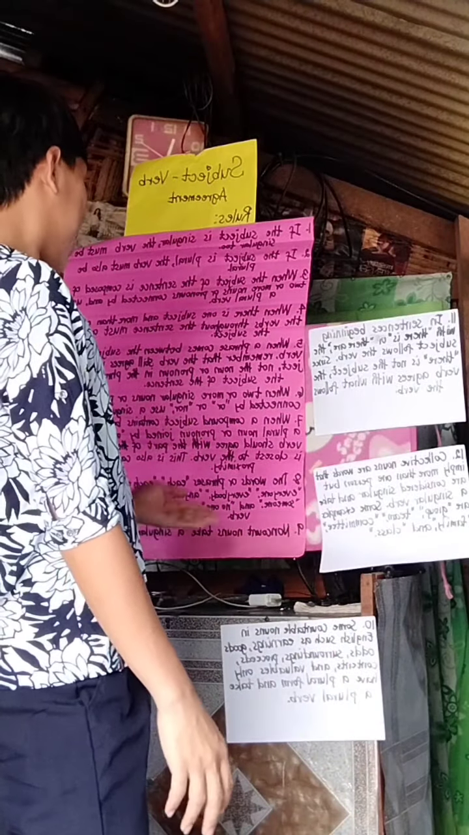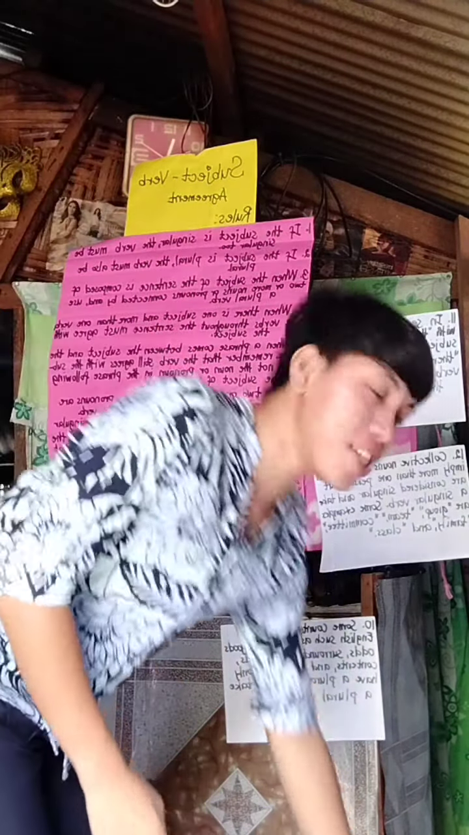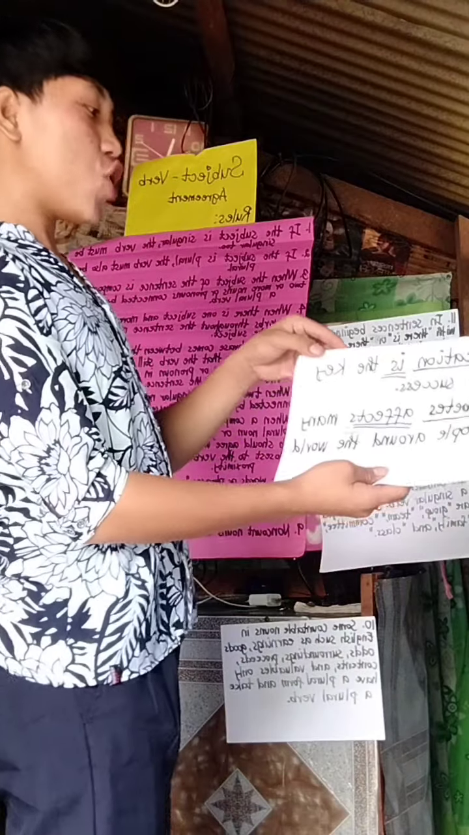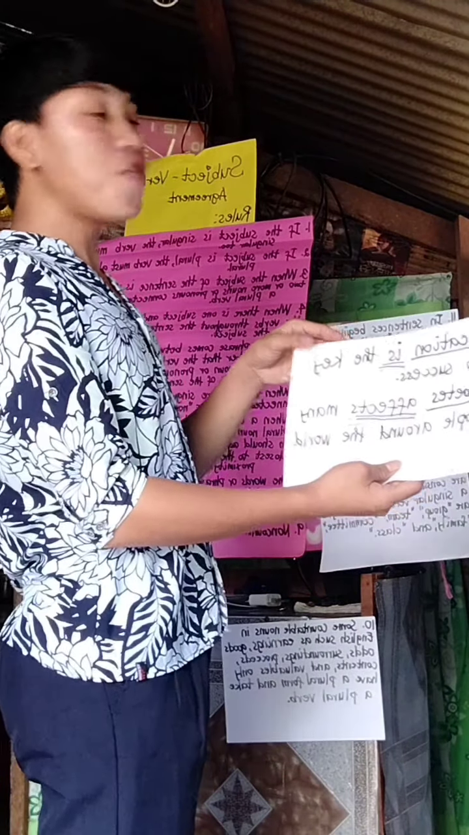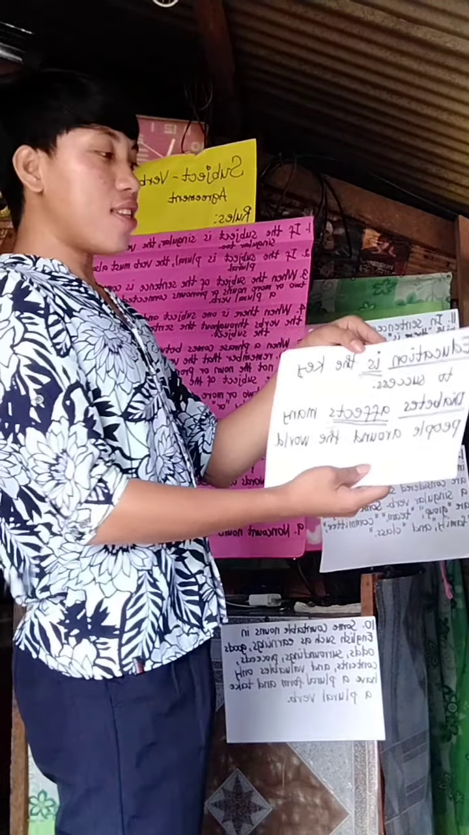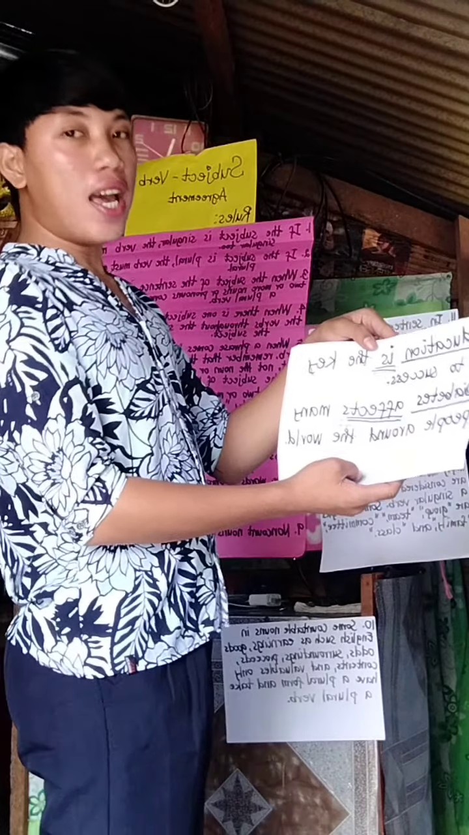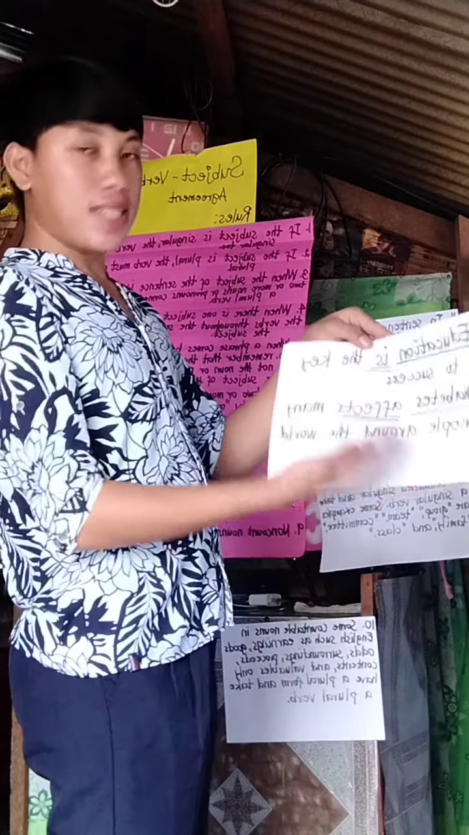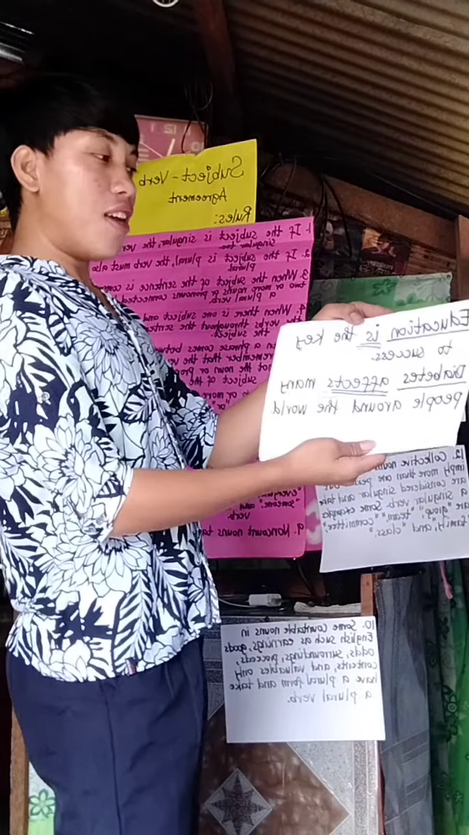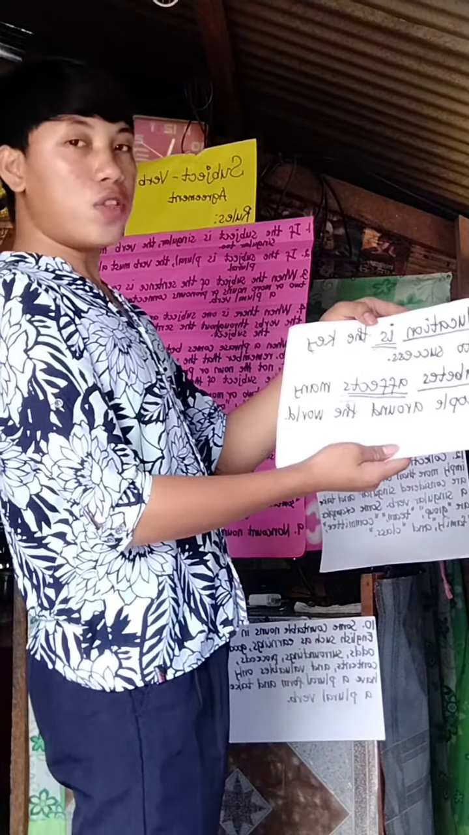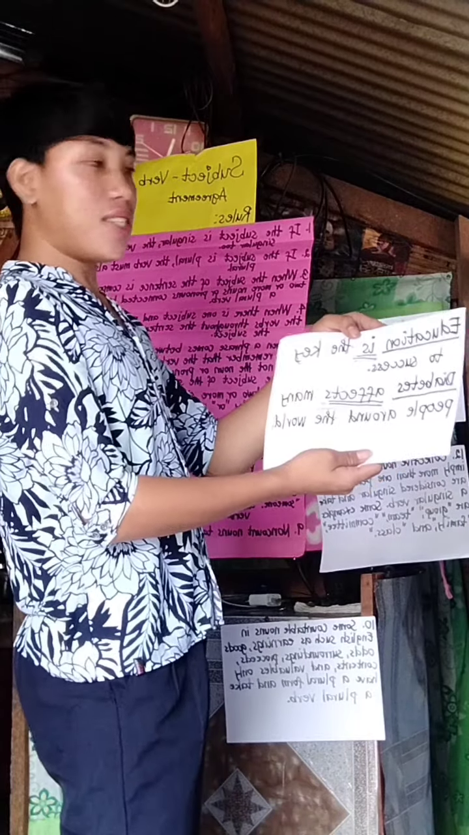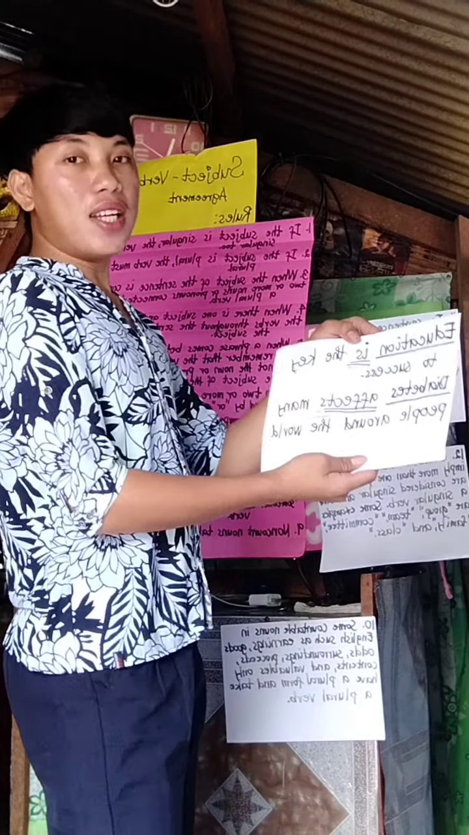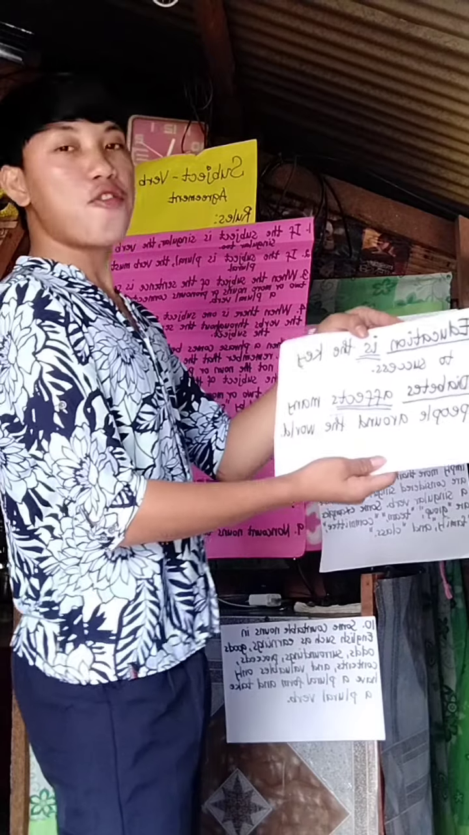Rule number 9. Non-count nouns take a singular verb, just like for example, education is the key to success. So obviously, education here is our singular subject and our singular verb is "is." So another example is, diabetes affects many people around the world. So diabetes here is our singular subject and our singular verb is "affects."